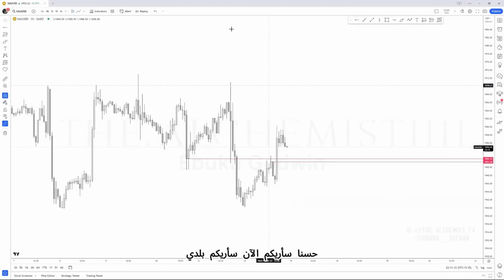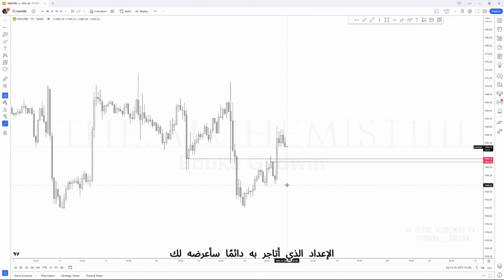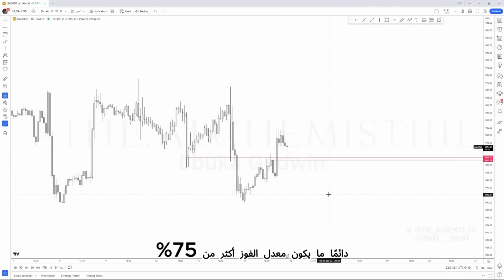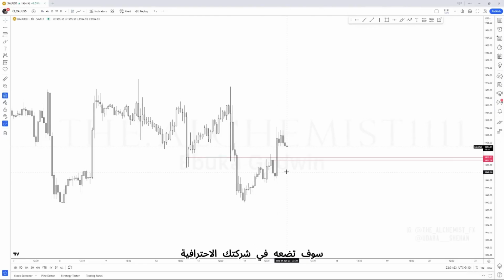I'll show you my confirmation setup, the signature setup that I always trade. With that, you will always have more than a 75% win rate. Those are the types of setups that you're going to place on your prop firm accounts. That will be a 1 to 3 setup, but a very, very consistent setup. You will get it almost every day. I'll explain that later.